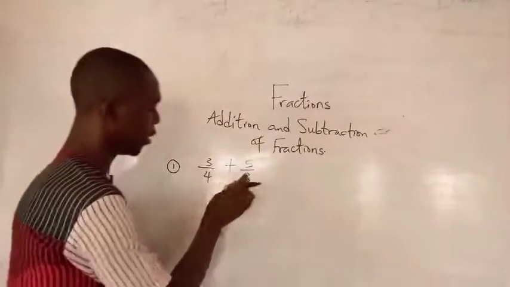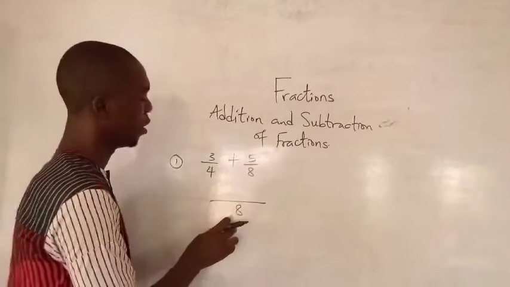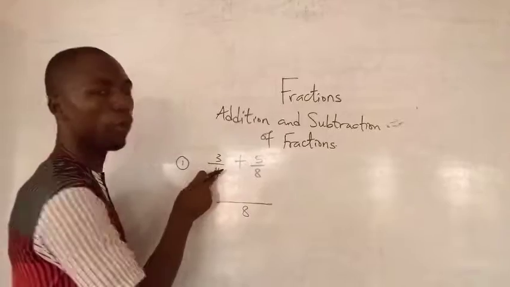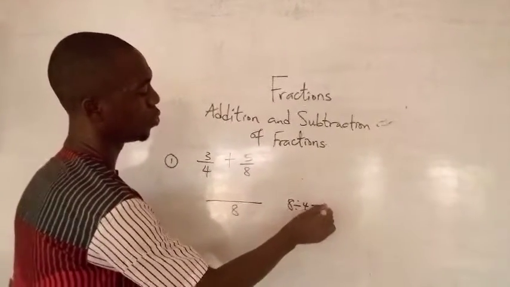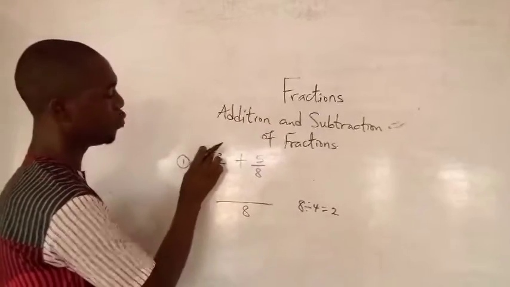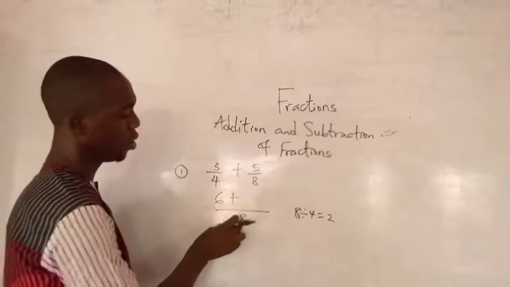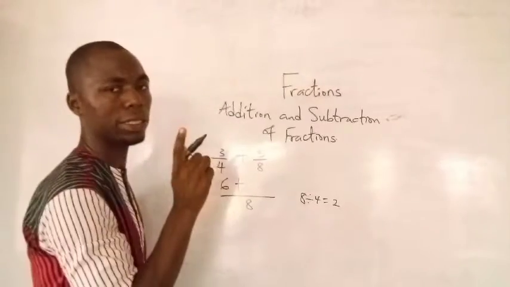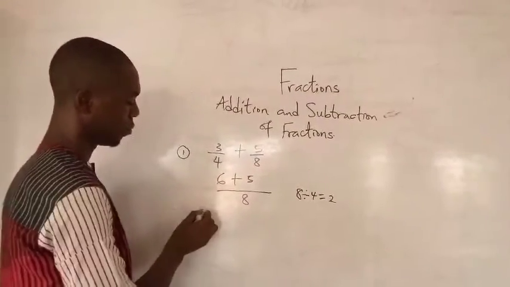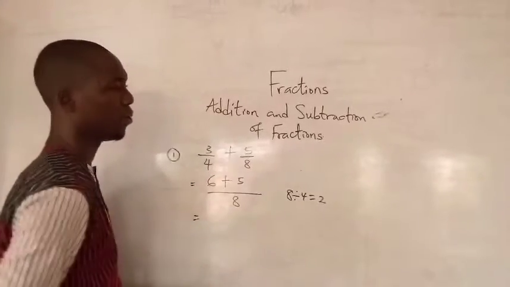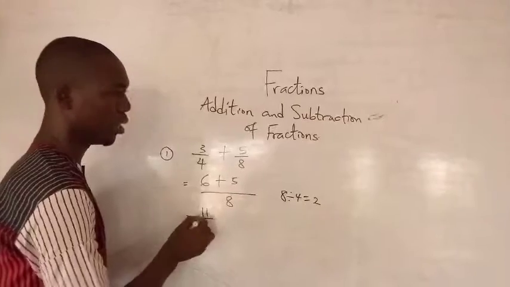So if 8 is our LCM, we are going to write the LCM, 8. We will now divide 8 by 4. 8 divided by 4 is what? 2. Then we will now multiply this 2 by 3. It will be 6. Plus 8 divided by 8 is 1. 1 multiplied by this 5 is 5. So 6 plus 5, that is 11. We have 11 over 8.